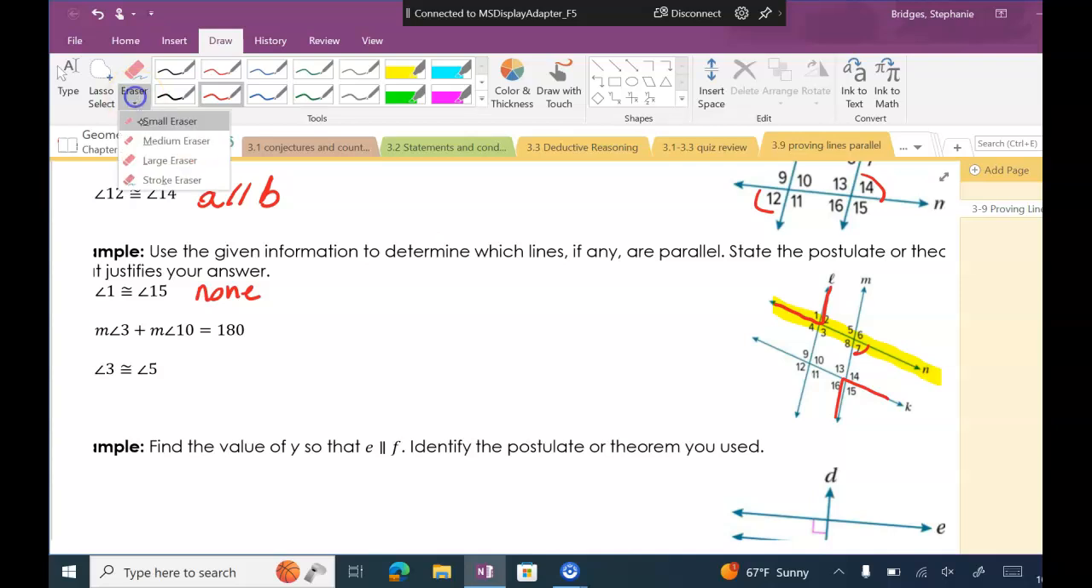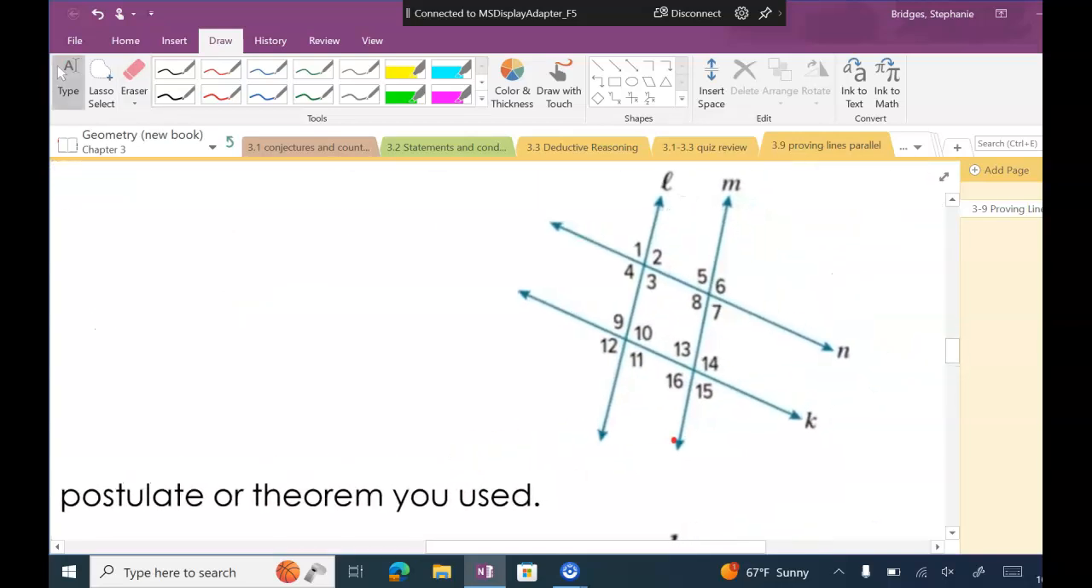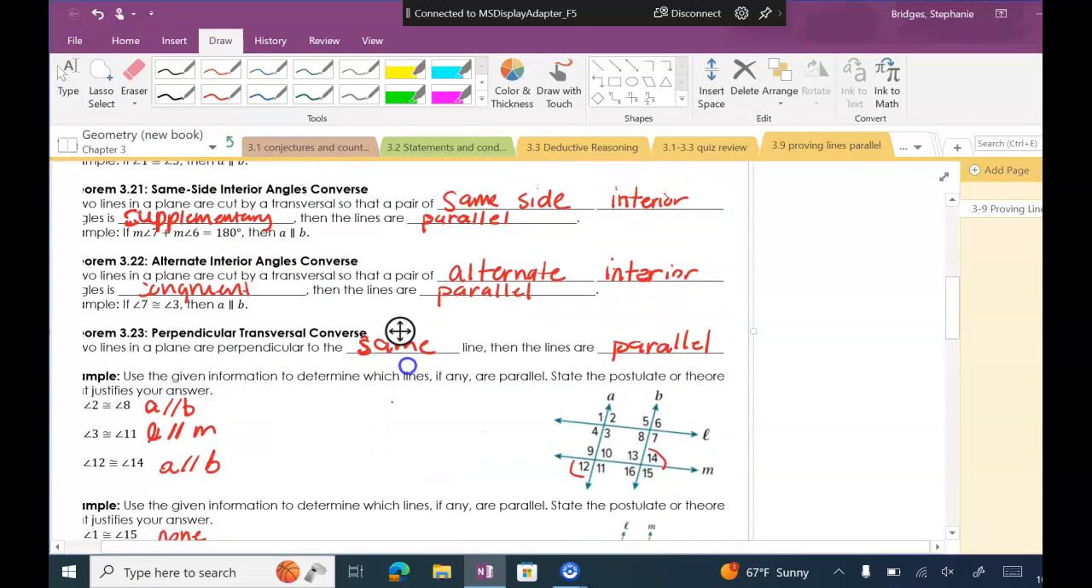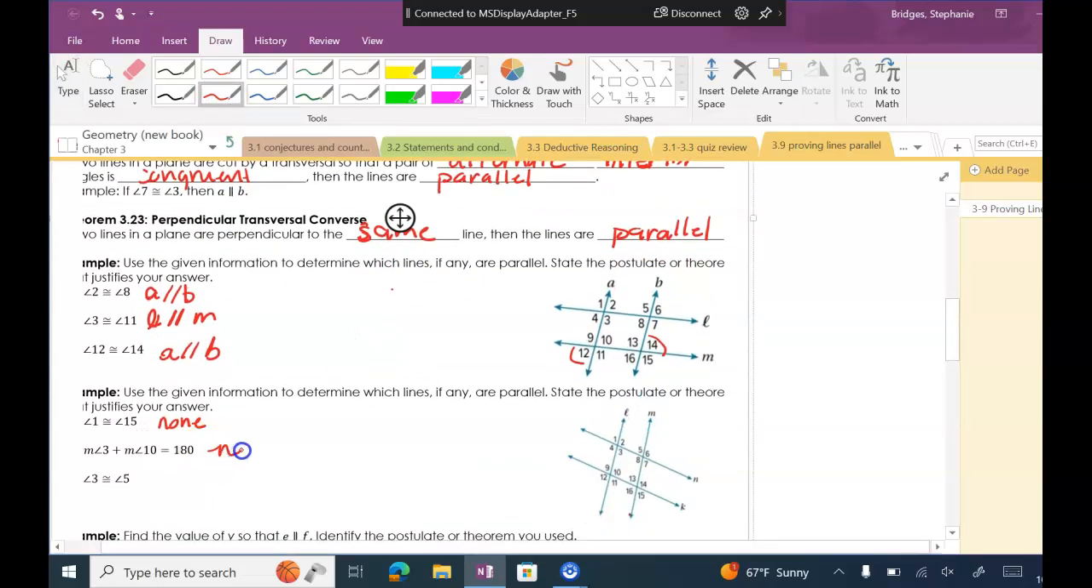Okay, so that one was a trick question. All right, what about 3 and 10? Look at 3 and 10. In order for 3 and 10 to be supplementary, which lines would have to be parallel? N and K, yes. N and K would have to be parallel there. So N would be parallel to K.